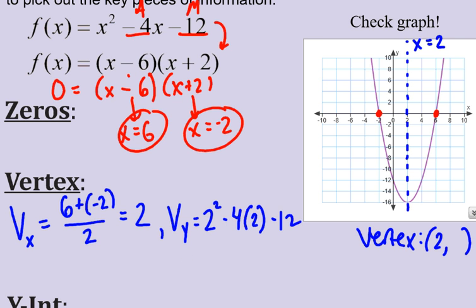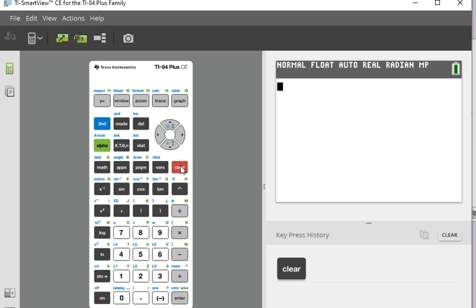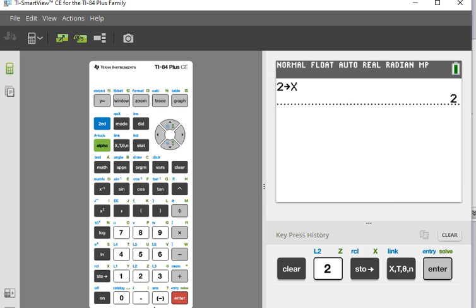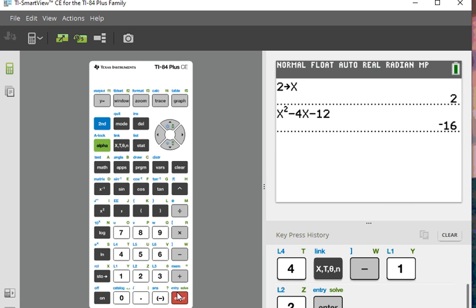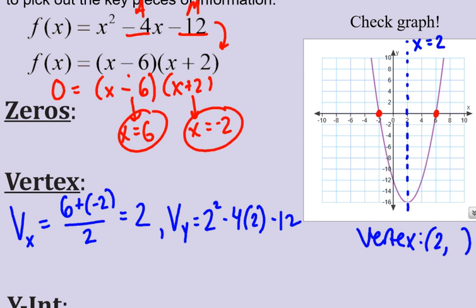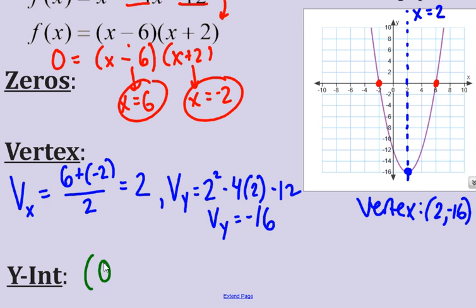We did this using the calculator if you'd like. You would type in 2, store it for x, and hit enter. Then you type the equation in: x squared, subtract 4x, subtract 12. It tells us the vertex's y-coordinate should be down at negative 16. So it's going to be right there. The last point is the y-intercept. The y-intercept is your y value when x is 0.